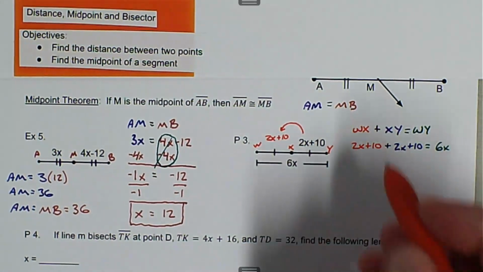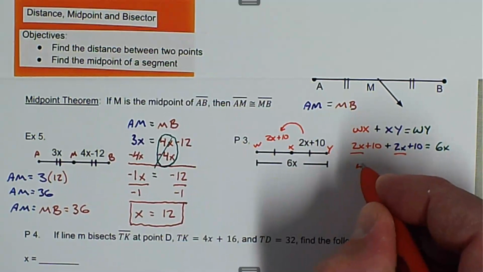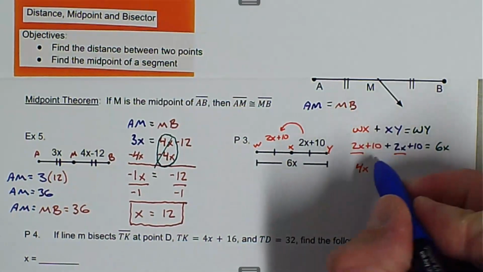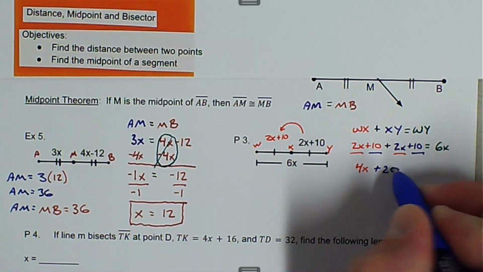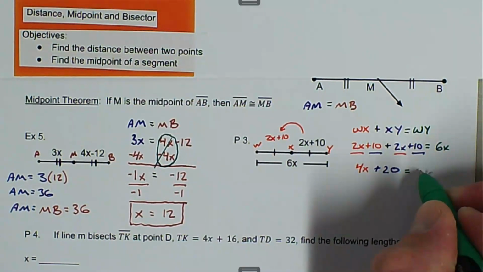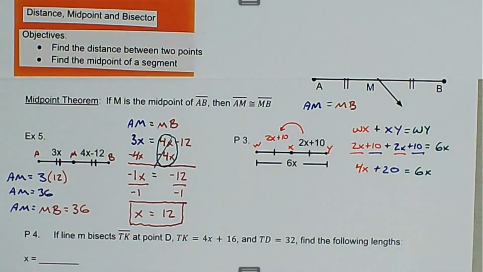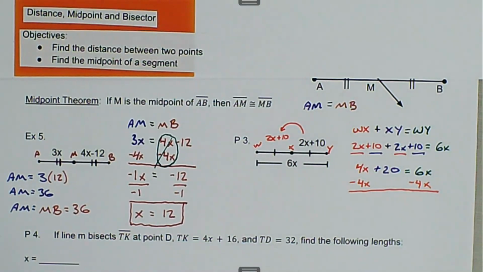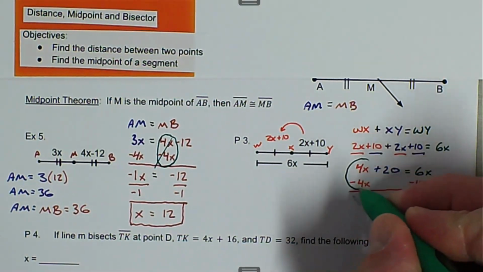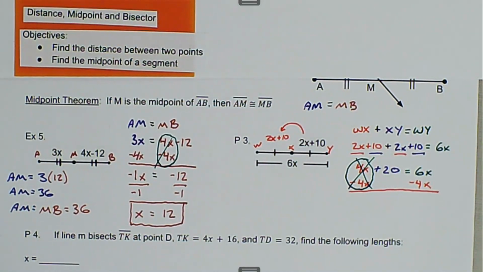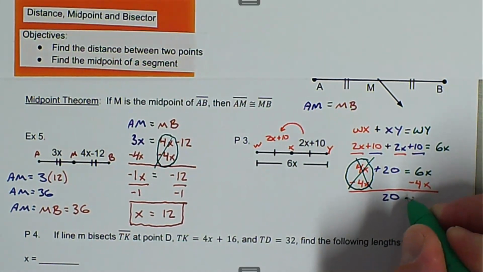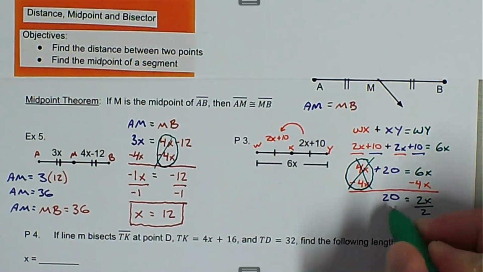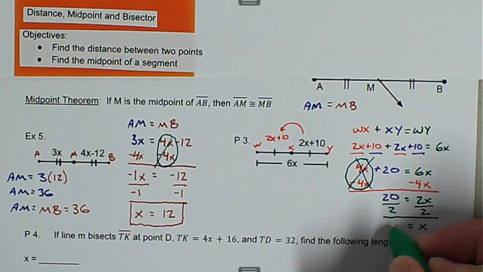Now we want to combine like terms. We have a 2x and a 2x. That becomes 4x. And we have a positive 10 and a positive 10. That becomes plus 20. And that is still equal to 6x. Now we want to get our x's together. So I'm going to subtract 4x from the left side. And the reason that we subtracted 4x from the left side is because we wanted to cancel that x out. So on the left side, we're equal to 20. And on the right side, we're equal to 2x. Then we can divide both sides by 2. And we get x is equal to 10.